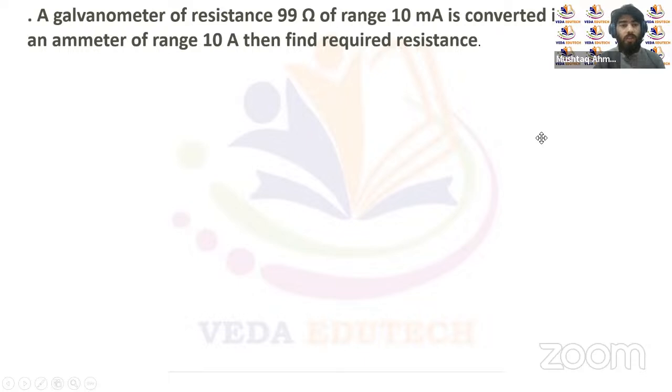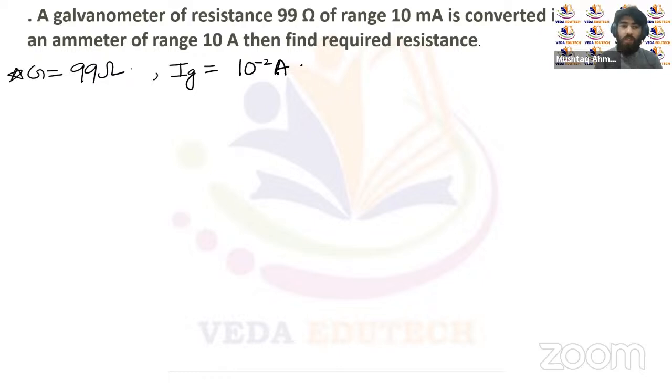You can see here on the screen a galvanometer of resistance 99 ohm. So it means that G is equal to 99 ohm, of range 10 milliampere. It means the galvanometer has a current range equal to 10 milliampere, so we can write it as 10 to the power minus 2 amperes. That's the range of the galvanometer. Now we have to convert it into an ammeter of range 10 amperes.